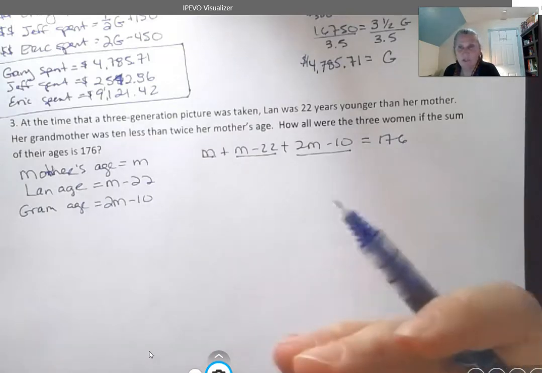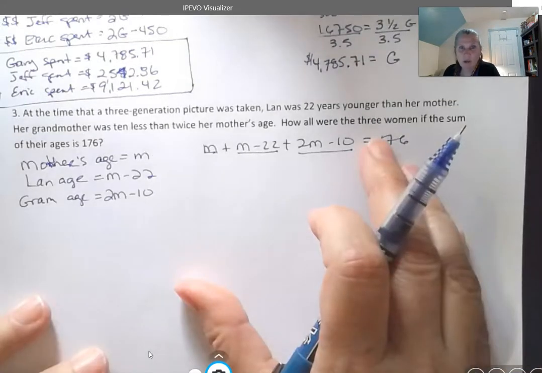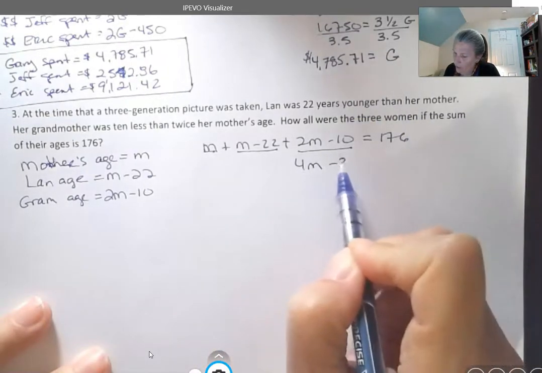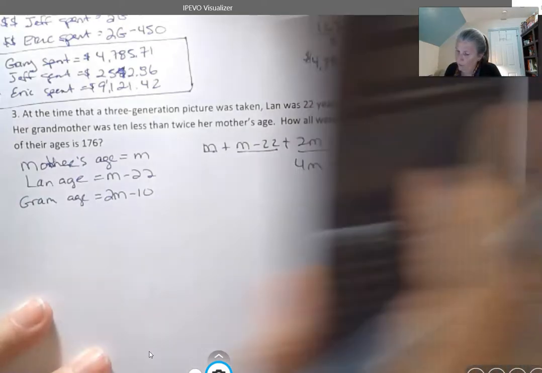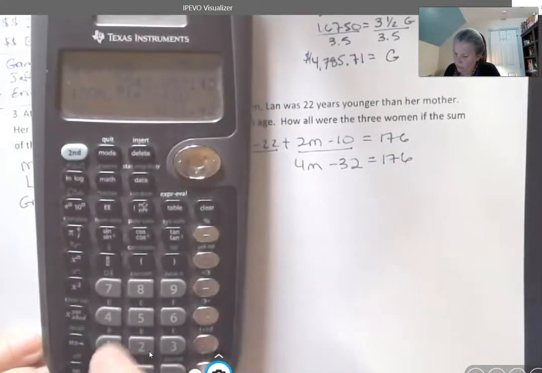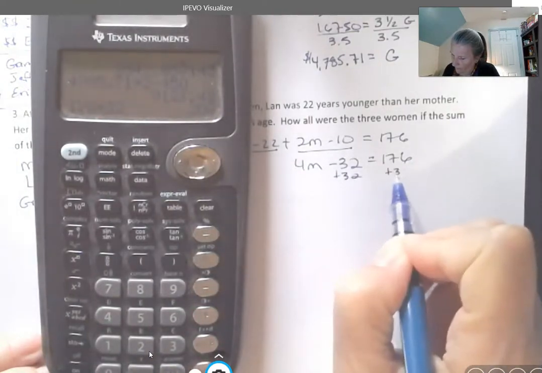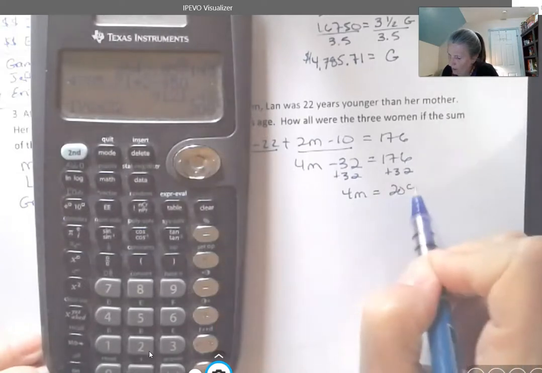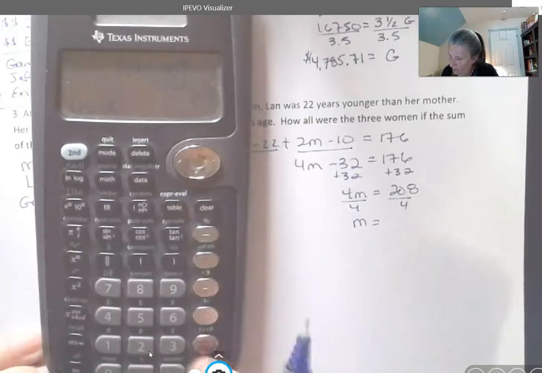It just took me a minute to figure it out. Don't panic and abandon ship the first time you encounter a mistake. Try to figure out, well, what is it that's wrong here, and see if you can fix it. Okay, so I have 4m minus 32, minus 22 and minus 10. And then I can add 176 plus 32. And that's 208. And then divide both sides by 4, and that's m equals 52.